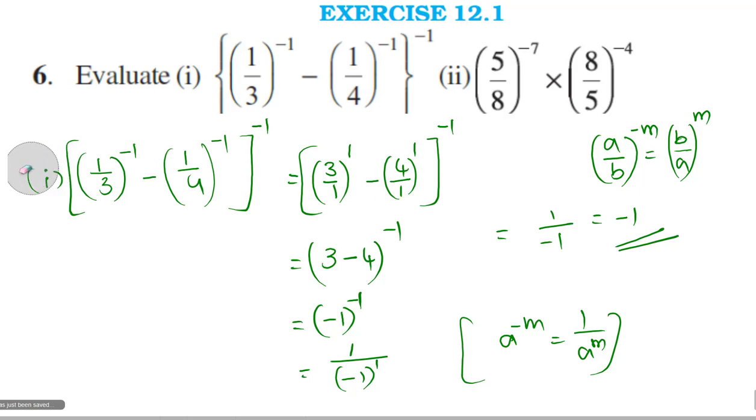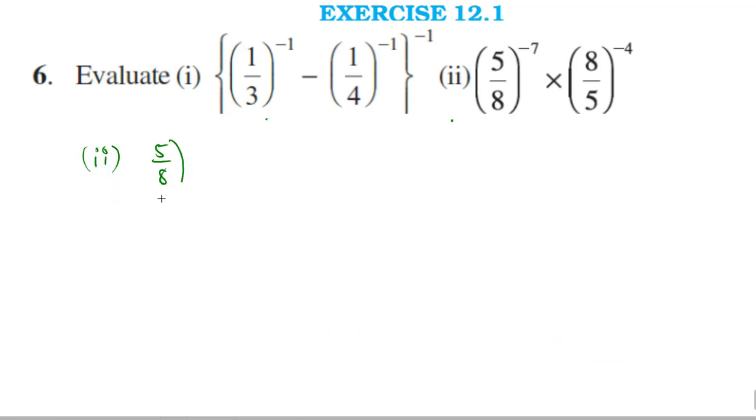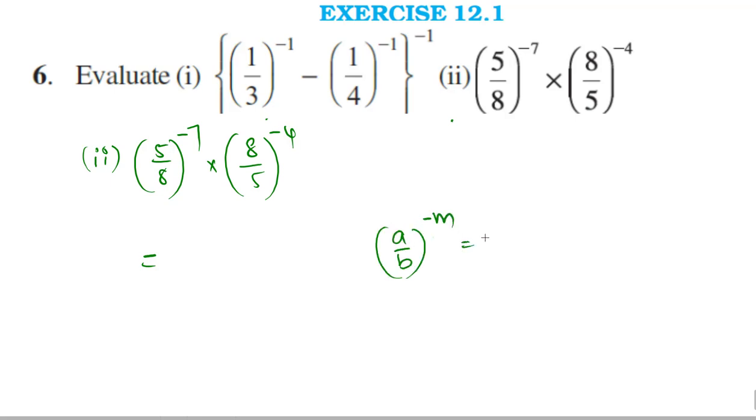Let us go to the second one. (5/8)^(-7) times (8/5)^(-4). This is equal to, here (5/8)^(-7) we have. For this we can use the identity (a/b)^(-m) equals (b/a)^m. In the same way, here (5/8)^(-7) can be written as (8/5)^7, then times (8/5)^(-4).